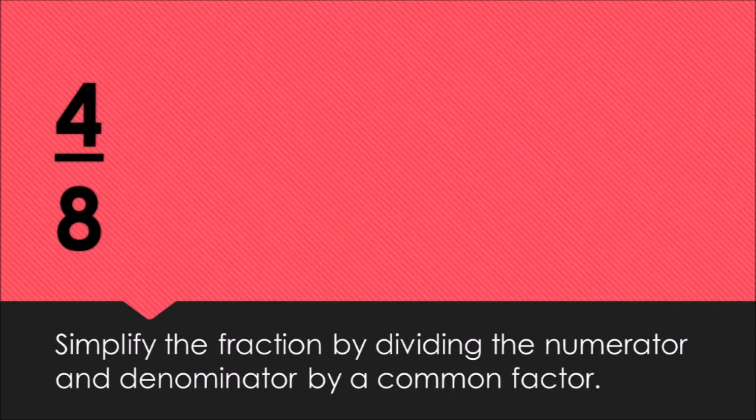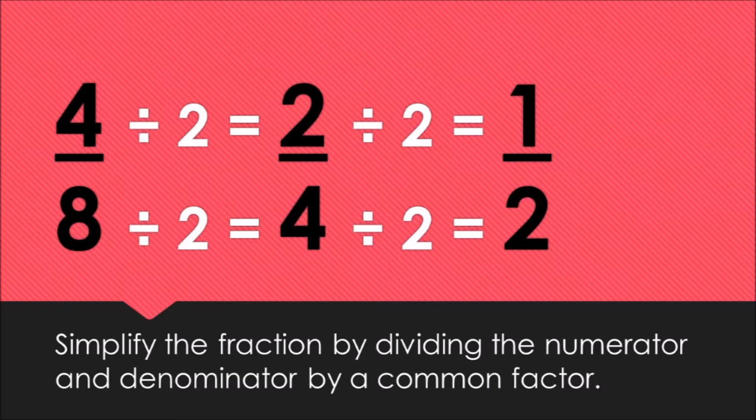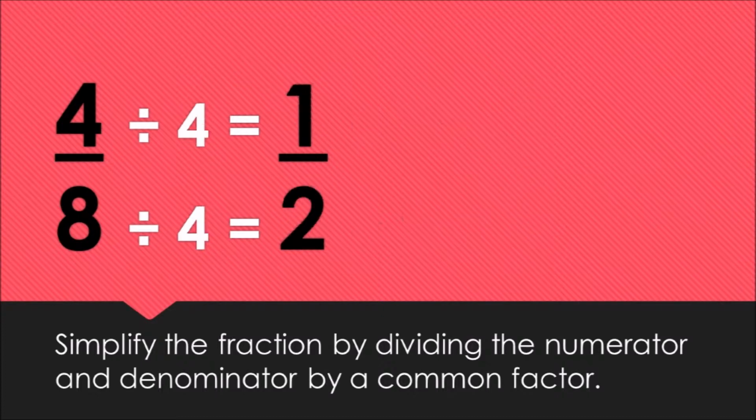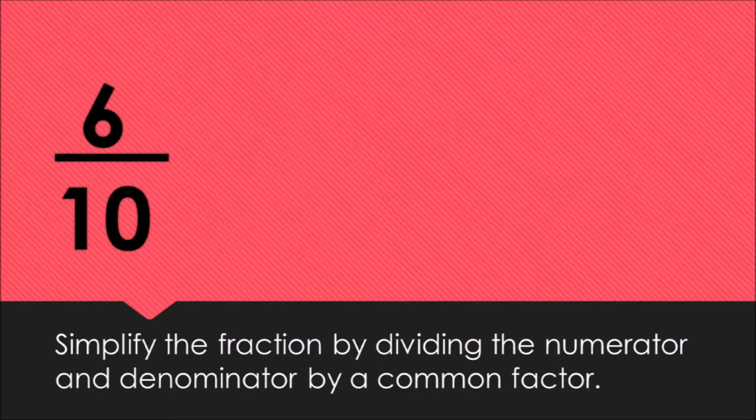All right, let's look at the first one, 4/8. Let's divide that. What can you divide 4 and 8 by? We can divide 4 by 2, which gives us 2. 8 by 2, which gives us 4. Divide 2 by 2, which gives us 1. 4 is divided by 2 again, and we get 2, so 1/2. Or we can divide 4 and 8 by 4. 4 divided by 4 is 1. 8 divided by 4 is 2, so 1/2. We get the same answer either way.